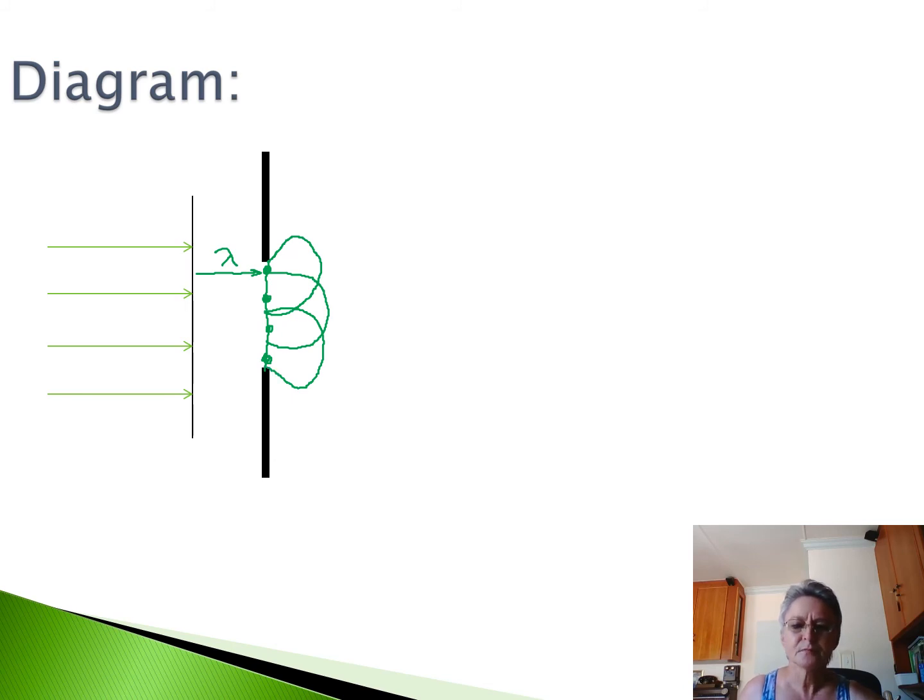Now, the new wave front will be formed by the tangent between these little wavelets. Remember, they move out forward at the same speed. So you'll see that the waves are bent as they move through the gap.